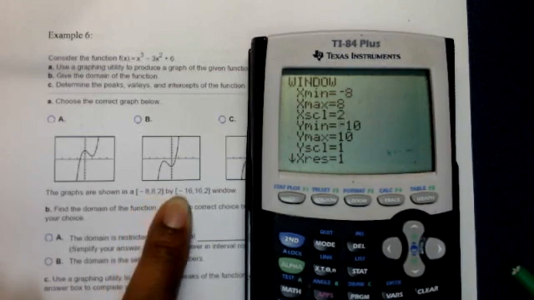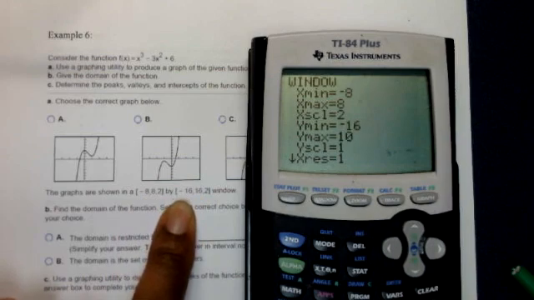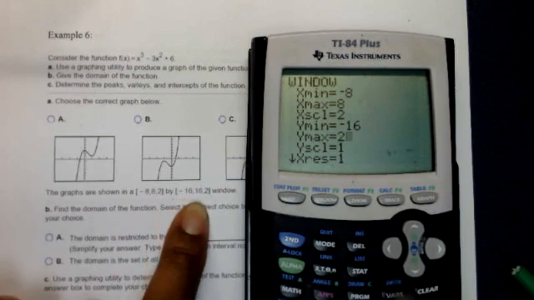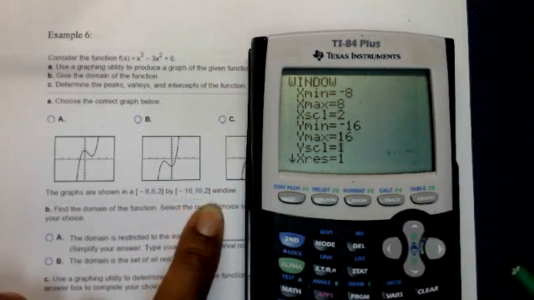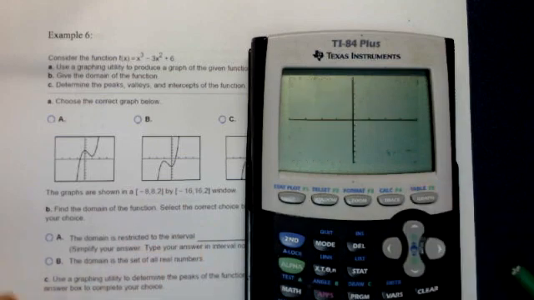And then press enter. The -16, 16, and 2, that's the window for the y. So your y min will be -16. Y max is 16. And your y scale will be 2. Then we press graph. Now you see what that graph looks like.